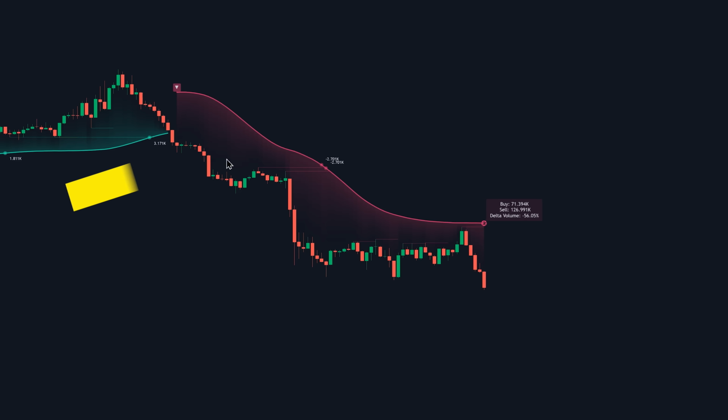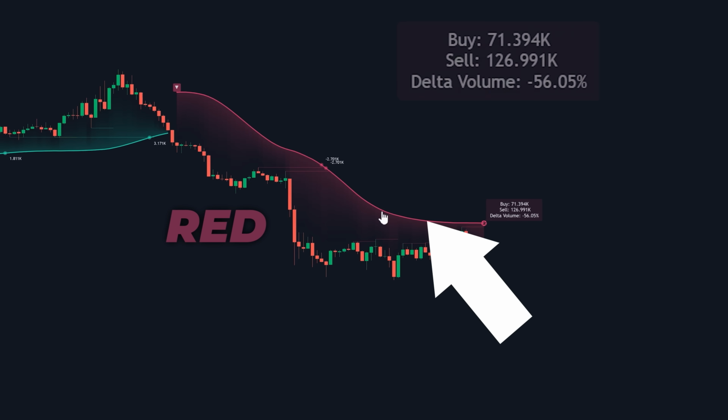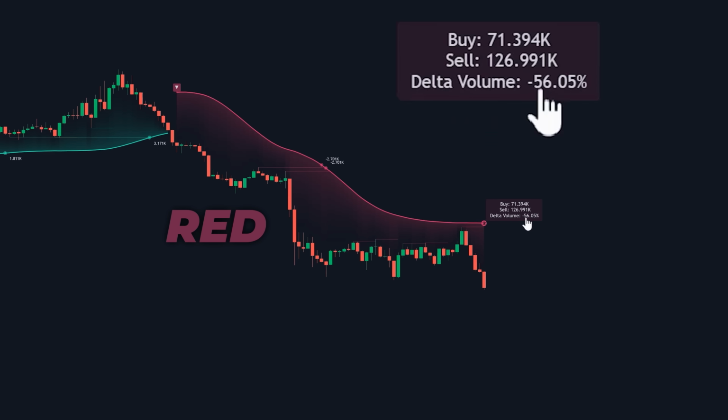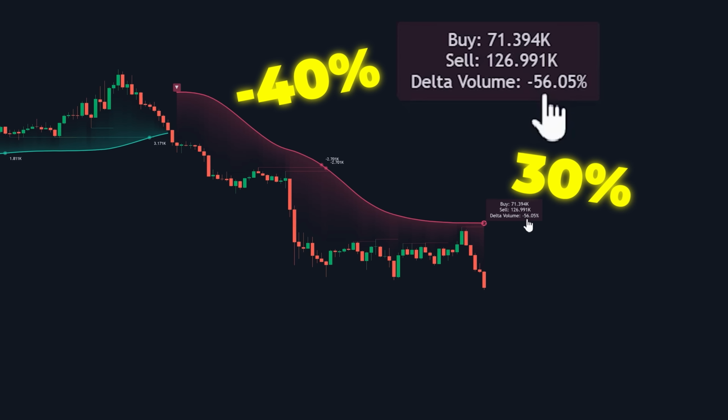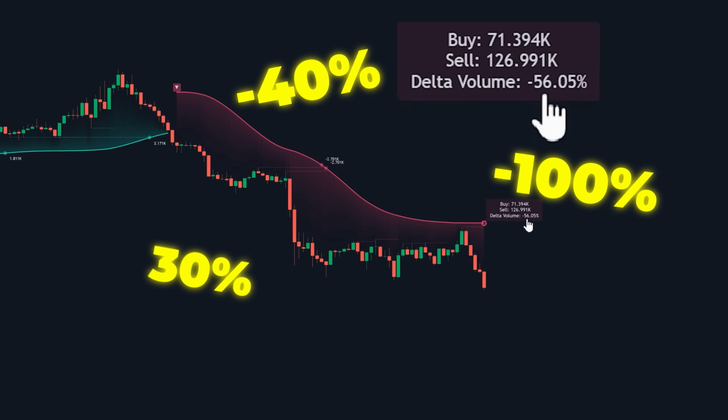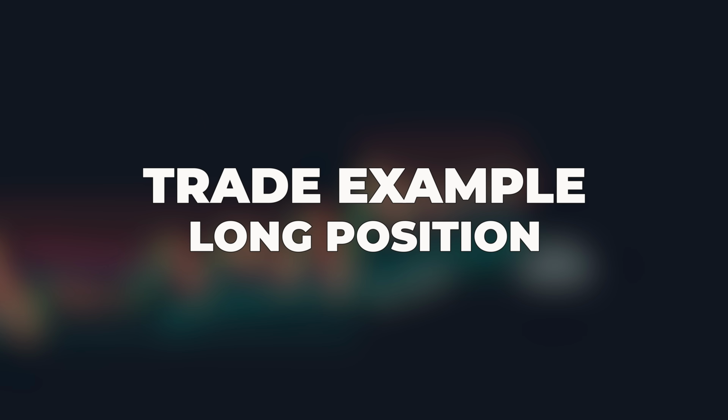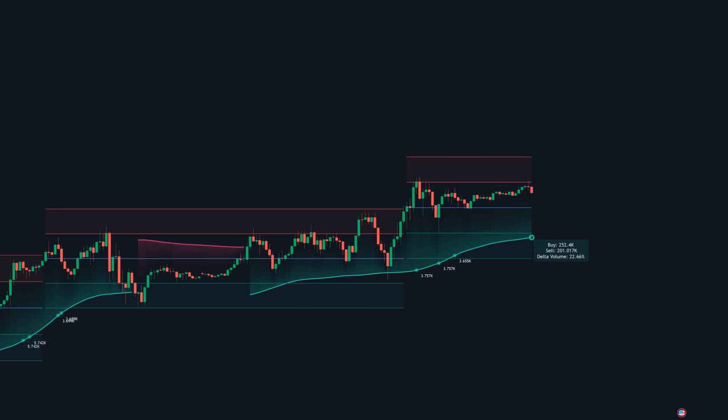Conversely, for a bearish trend, which is indicated by a red trend cloud, like this one, we need the delta value to be negative, and not just any negative number. It should be at least minus 30% and increasing towards the negative side. So minus 30% is the minimum volume, but it can go to minus 40%, minus 100%, all the way to minus 200%. So here are the conditions for taking a long position.